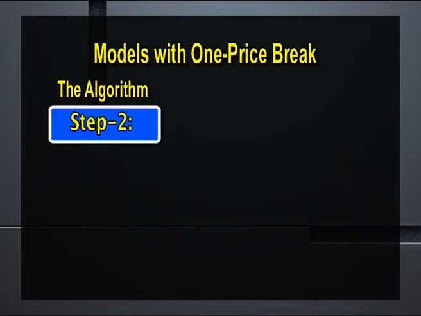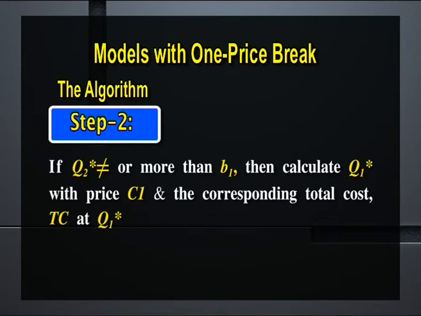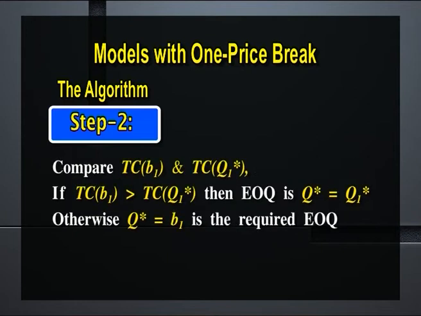Step 2. If Q2 star is not equal to or more than B1, then calculate Q1 star with price C1 and the corresponding total cost TC at Q1 star. Compare TC at B1 and TC at Q1 star. If TC at B1 is greater than TC at Q1 star, then the EOQ is Q star equal to Q1 star. Otherwise, Q star equal to B1 is the required EOQ.